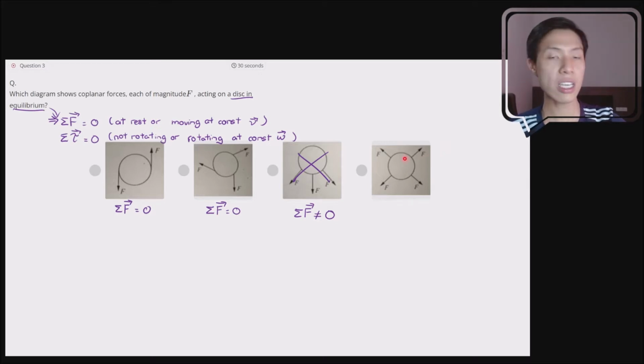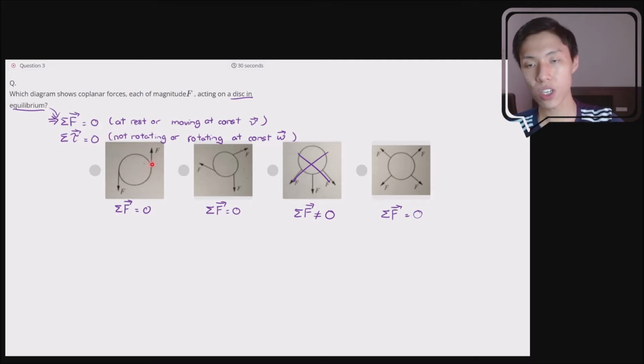A simple way of thinking about it is this force here will be balanced by this force, whereas this force here will be balanced by this force. Therefore, the sum of force should be equal to 0. Okay, so from this discussion, we have successfully eliminated one of the setups. So now let's move on to the second criteria, which is that the sum of torque needs to be equal to 0.